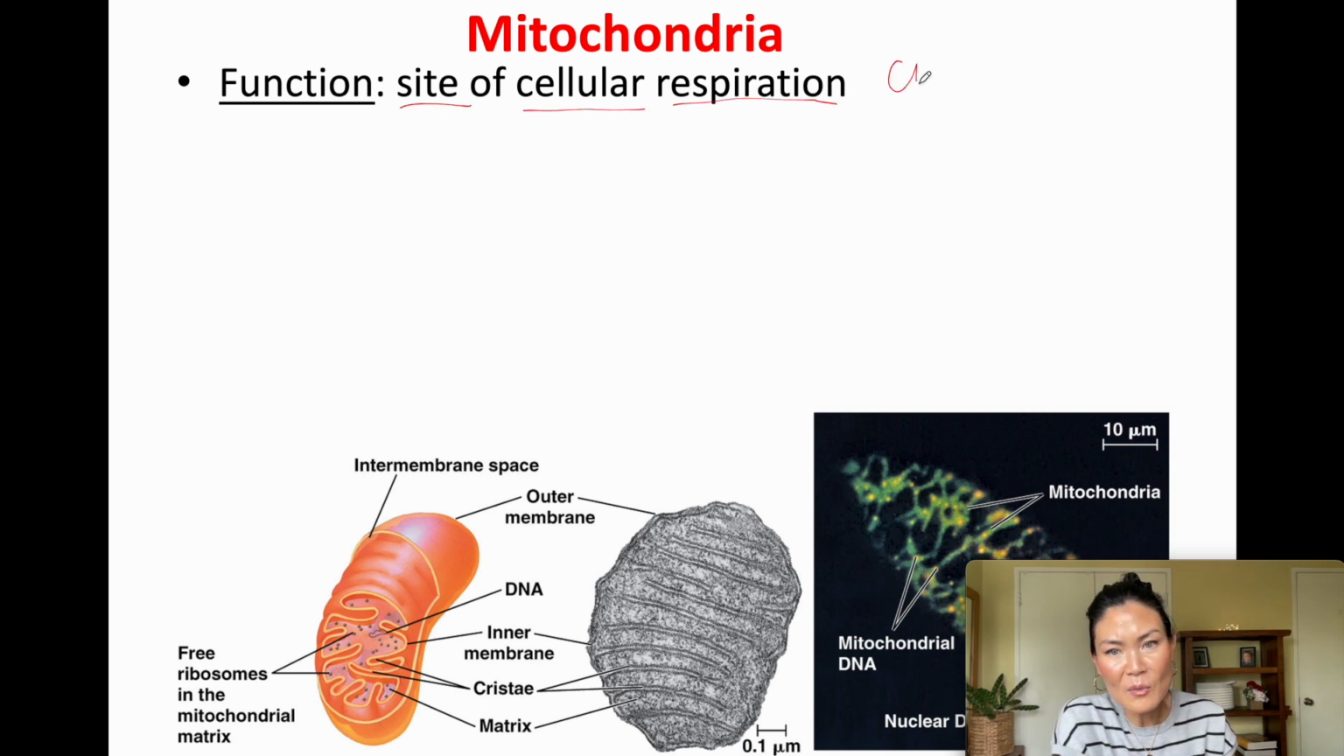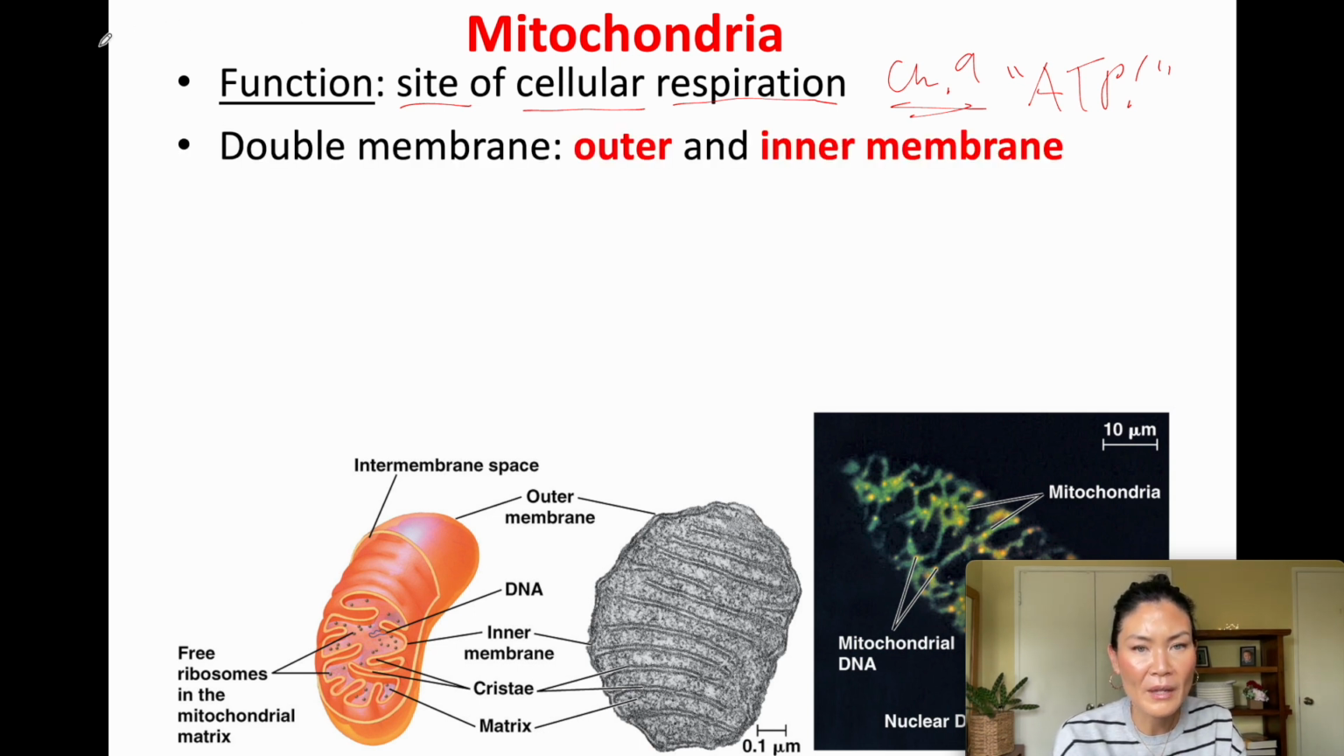And we're going to be talking about cellular respiration in chapter 9. Its job is to make energy, but what is that energy in the form of? ATP. ATP is the molecule that provides energy for our cells. Mitochondria, what is its structure like? It actually has 2 membranes. When I say membrane, you should think phospholipid bilayer. So there are 2 phospholipid bilayers, an outer and an inner membrane. You can see that here: an outer membrane on the outside, and then an inner membrane.